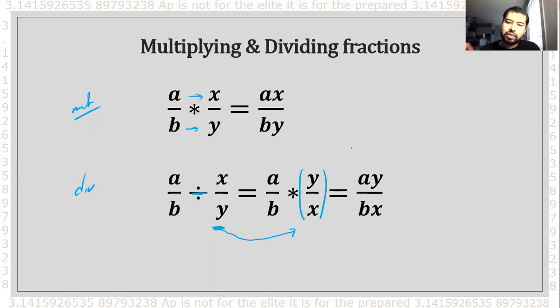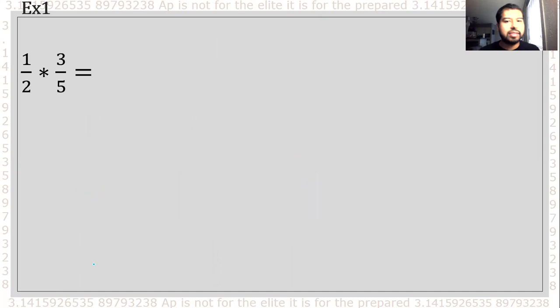So go ahead and pause the video, write down the information. Okay. Alrighty, let's go ahead and continue. Let's practice some of this. So 1/2 times 3/5. It's multiplication, so we can multiply straight across: numerator times numerator, and denominator times denominator. So go ahead and pause the video and let me know what you get.